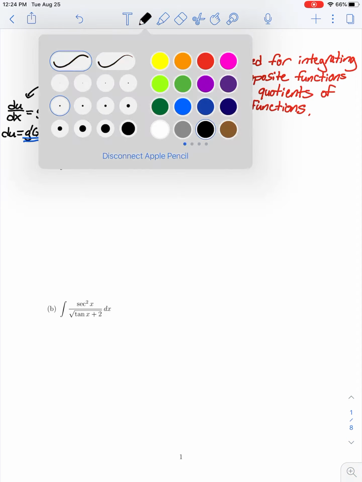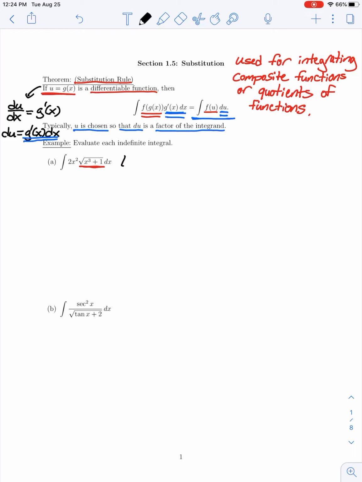So in this case, I'm going to make a choice for u. And typically we choose u to be the inside function in our composition. So in this case, x cubed plus 1. Now, the next part of this process is we need to solve for the differential of u.